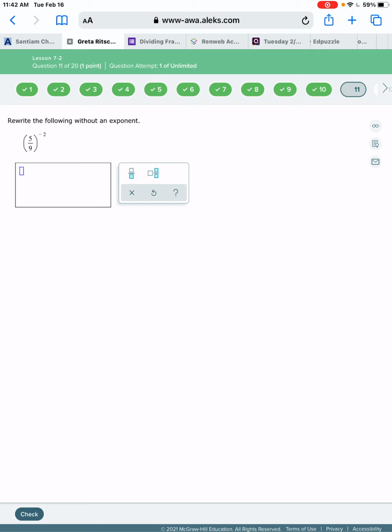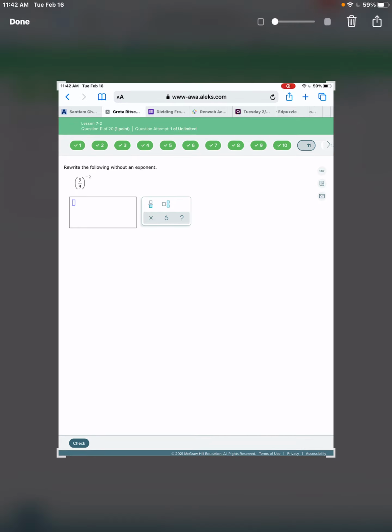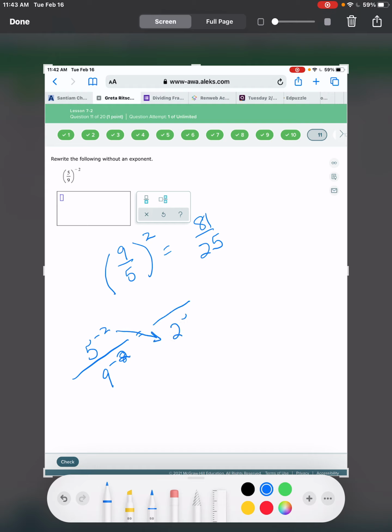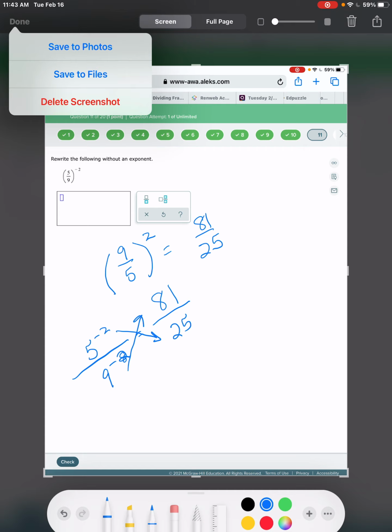5/9 to the -2. A little trick with fractions is that the negative exponent is going to cause my fraction to flip over. And if I flip it over, then my exponent is happy. So I can think of it like this, equals 81 over 25. Or I could think of this, 5 to the -2 over 9 to the -2. 5 to the -2 is wanting to go live on the bottom of the fraction. 9 to the -2 is wanting to live on the top. Remember that we don't times by 2. Squaring means we multiply it times itself. 81 over 25.